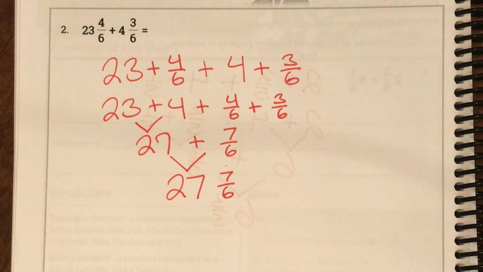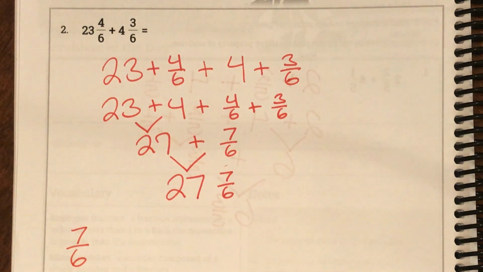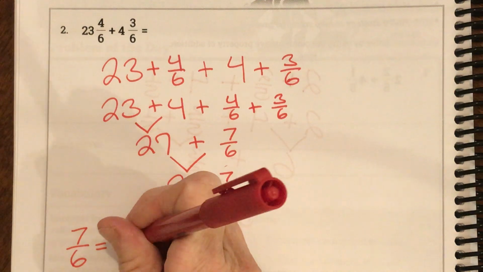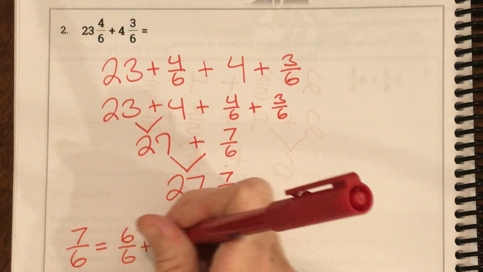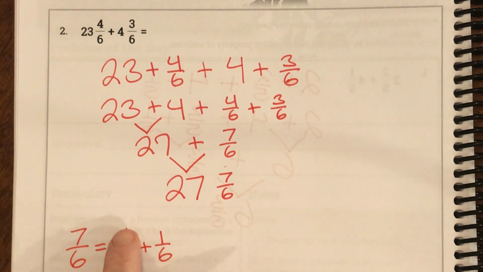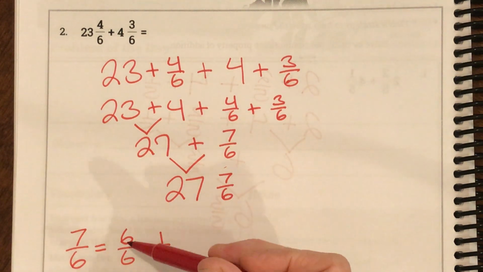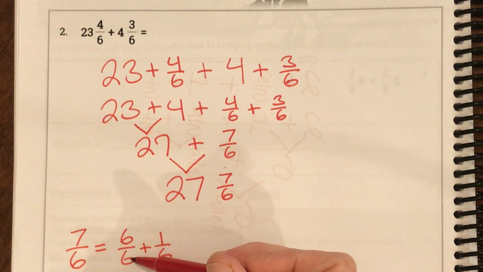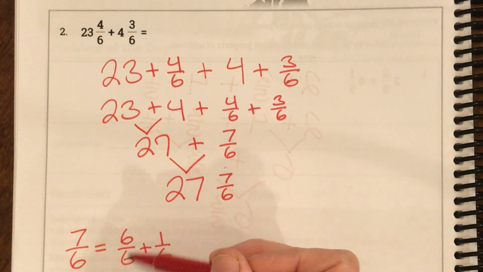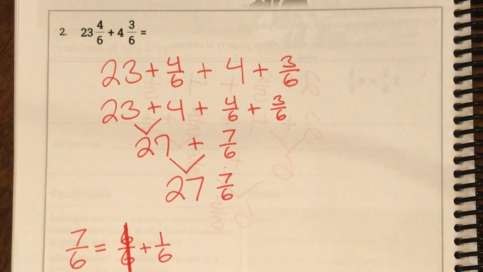So I'm going to do some work on the side and show you something. So I know that I have 7/6. Well, what do I know about 7/6? I know that 7/6 is the same as 6/6 plus 1/6. Because if I have 7, I have 6 and 1. Now the reason I did the 6 is because I know 6/6 is the same as 1. Because what this means is something was cut into 6 pieces, but I have all 6. Which means I have the whole thing. So 6/6 is the same as 1.